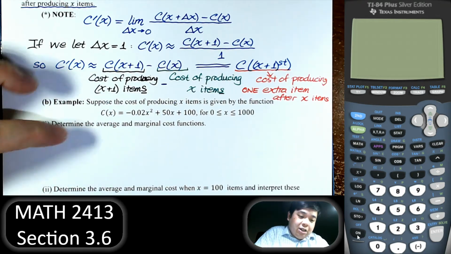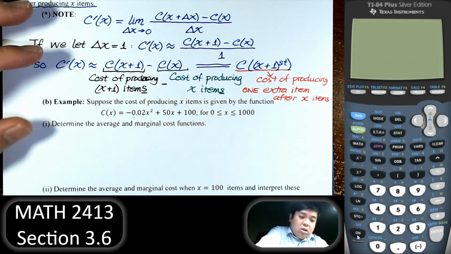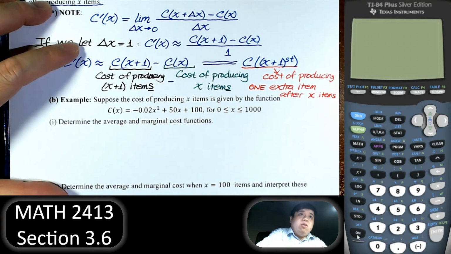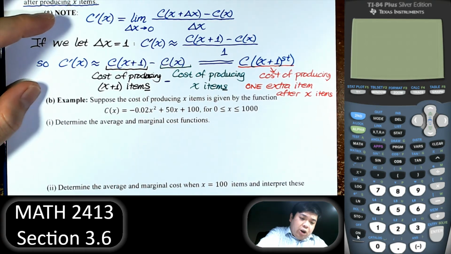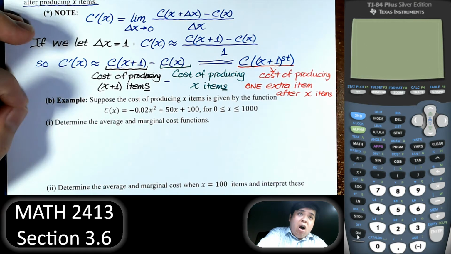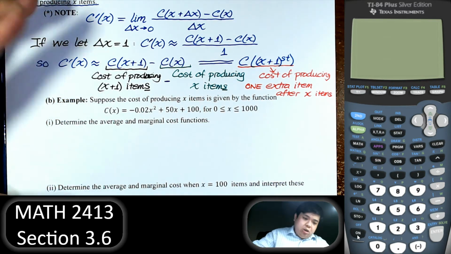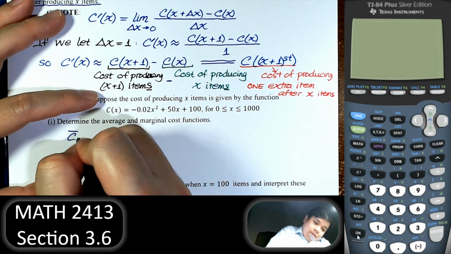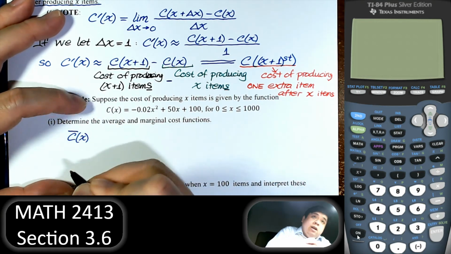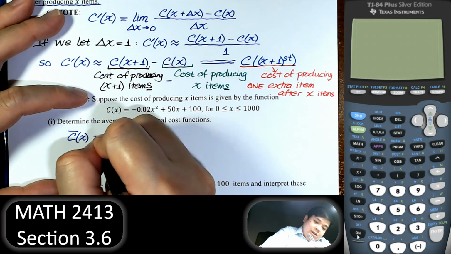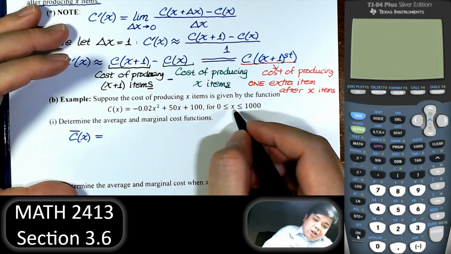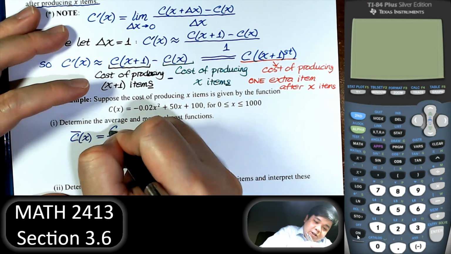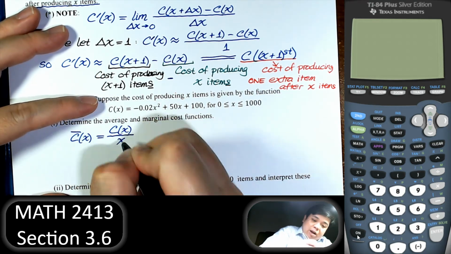Right, now let's look at this example. Suppose the cost function of producing x items is given by, that is the cost function. Determine the average and the marginal cost function. So the average is the bar. We take the cost function divided by the number of items.